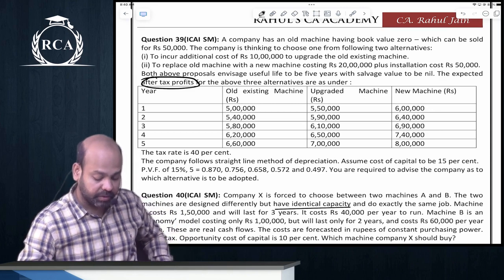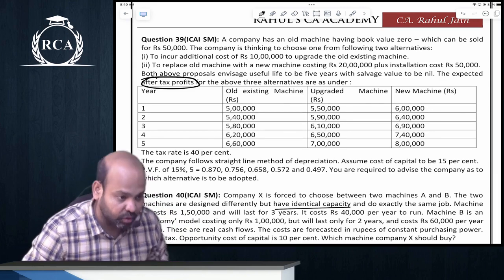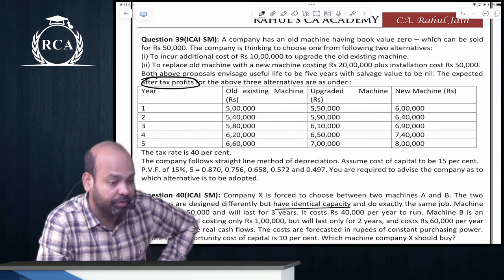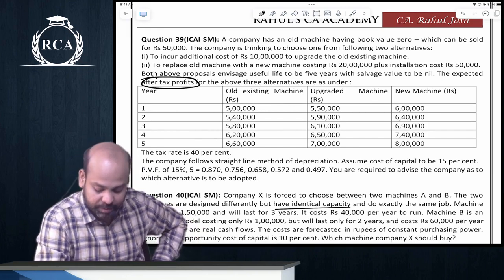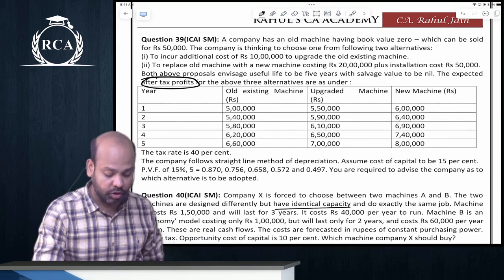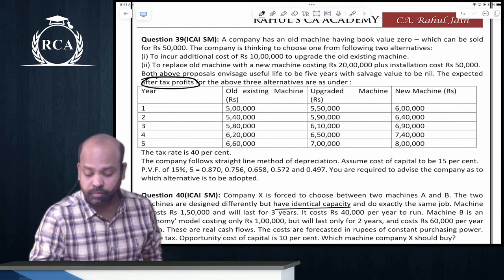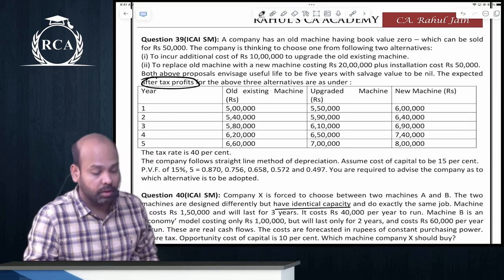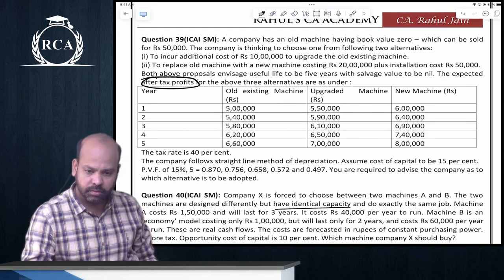Tax rate is 40%, beta. Tax rate of 40% will only be used, guys, to arrive at tax expenditure on sale of asset, because the cash flows, the profits are already after taxes. Assume cost of capital to be 15%. Present value factors are these. You need to advise the company as to which alternative is to be adopted. Did you understand the question, guys? Yes or no, guys? Shall we do it?